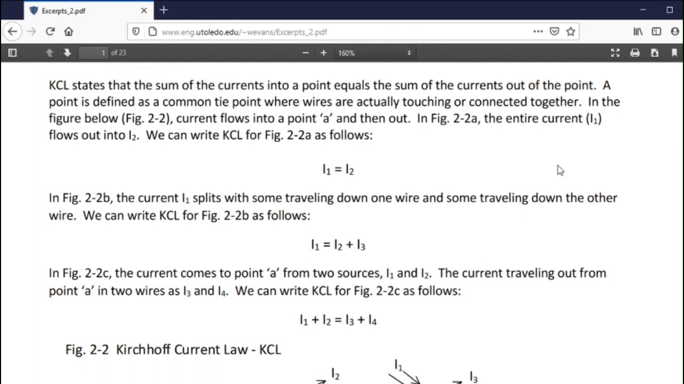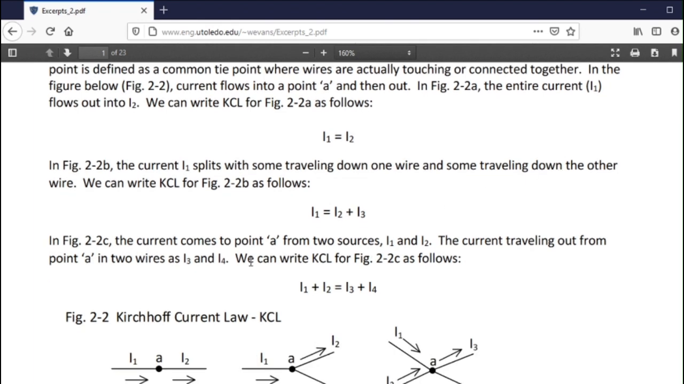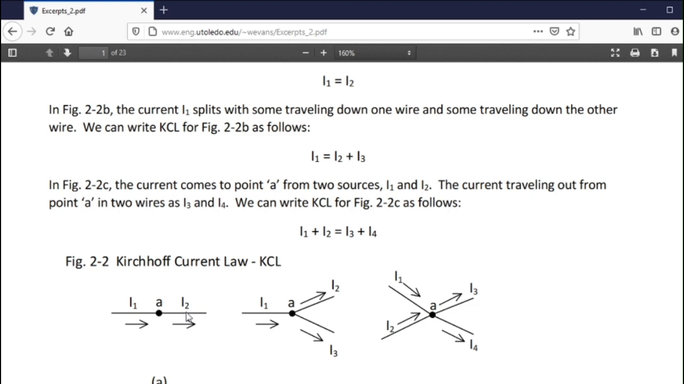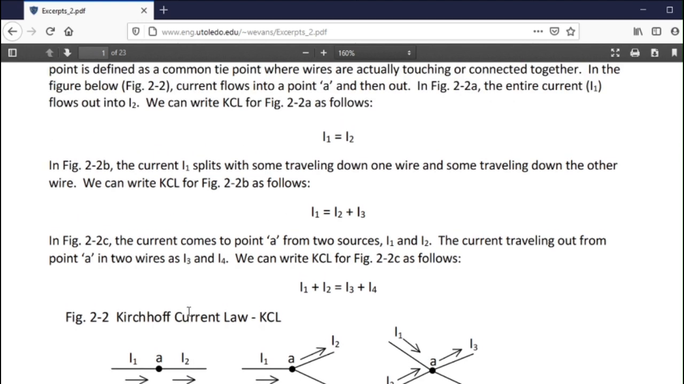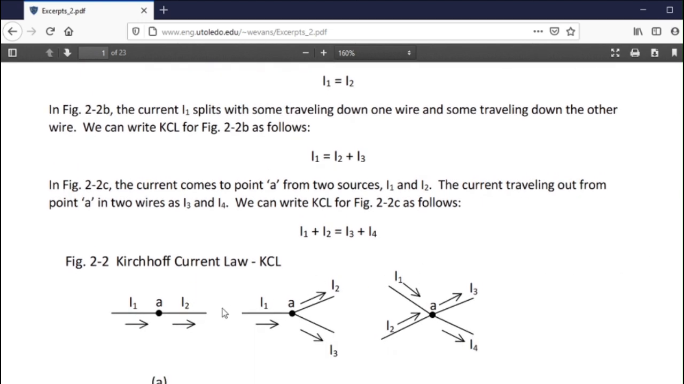Okay, so here are some more figures. Down here is figure A. So this one would be what? I1 is equal to I2. The current into that point is equal to the current out of that point. So you'd write the equation I1 equals I2.